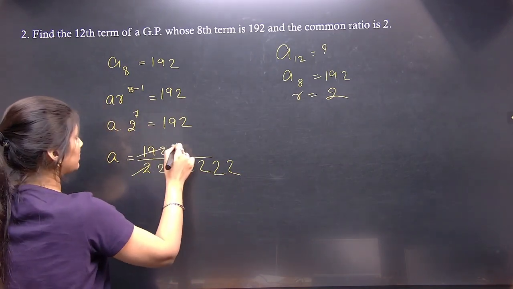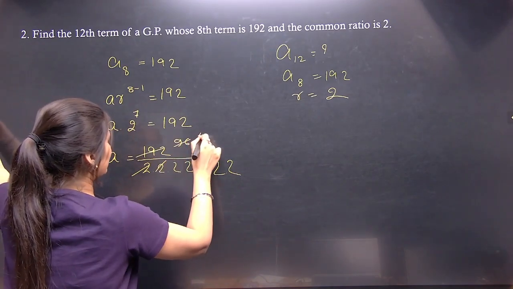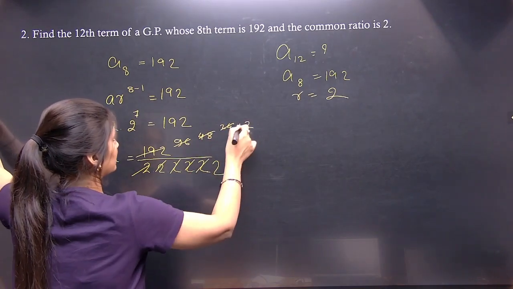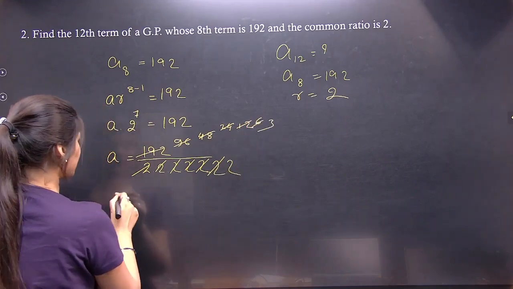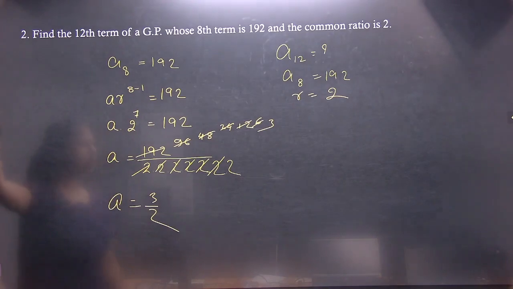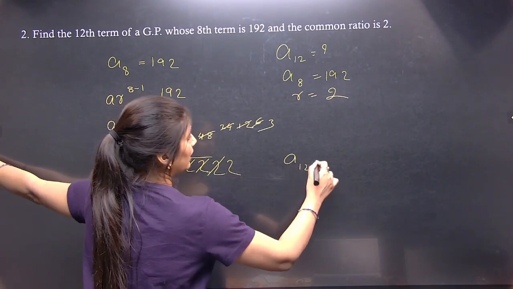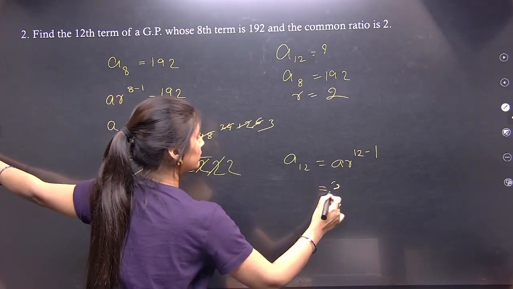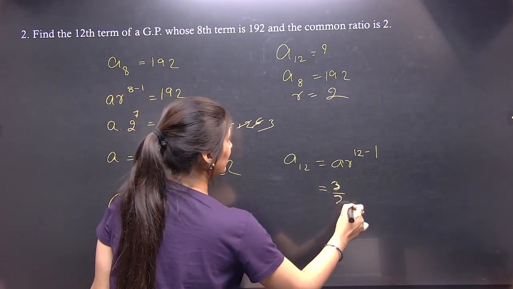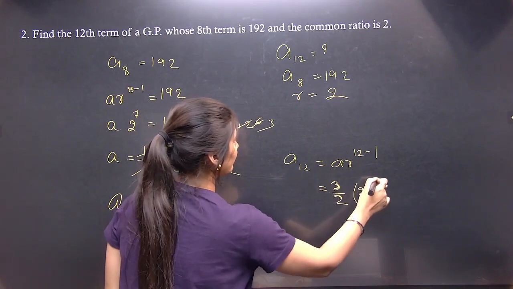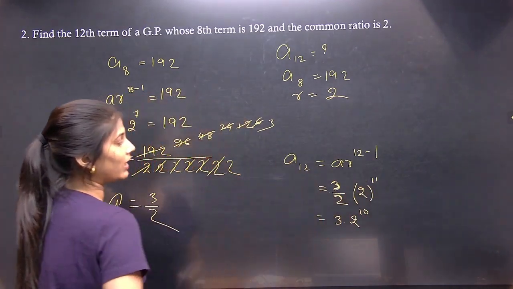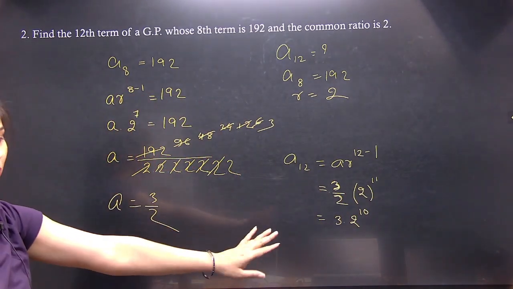So it is 3 by 2. A is equal to 3 by 2. Now what we have to find? A12. So A12 is AR^(12-1). A is 3 by 2 and R is 2 to the power 11. So actually it is 3 into 2 to the power 10, isn't it? If I subtract 1 from the power 11, it will give 3 into 2 to the power 10.